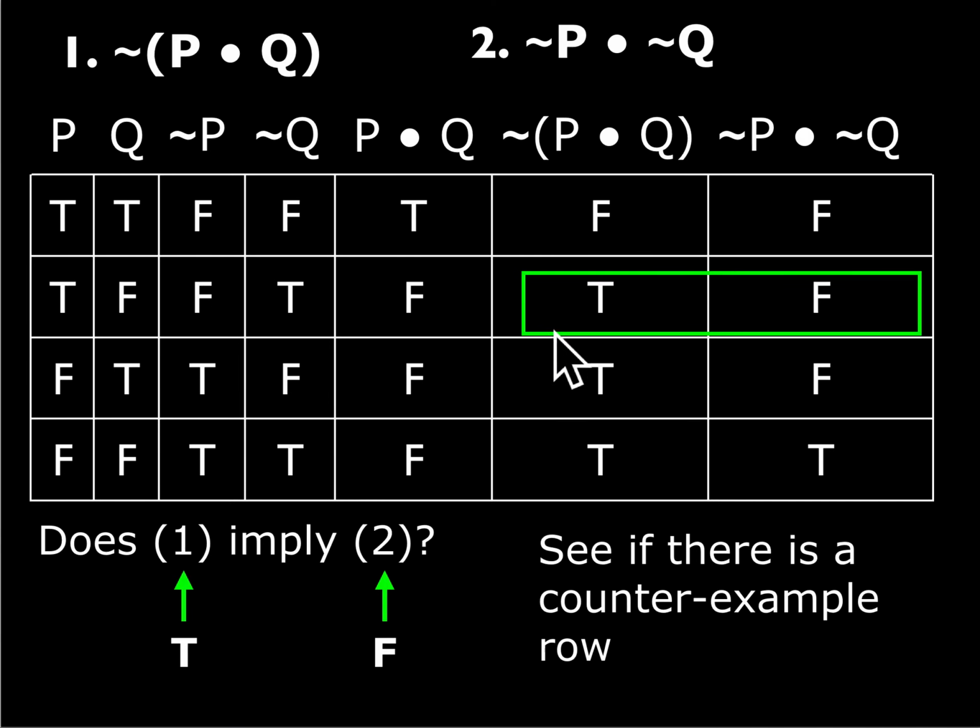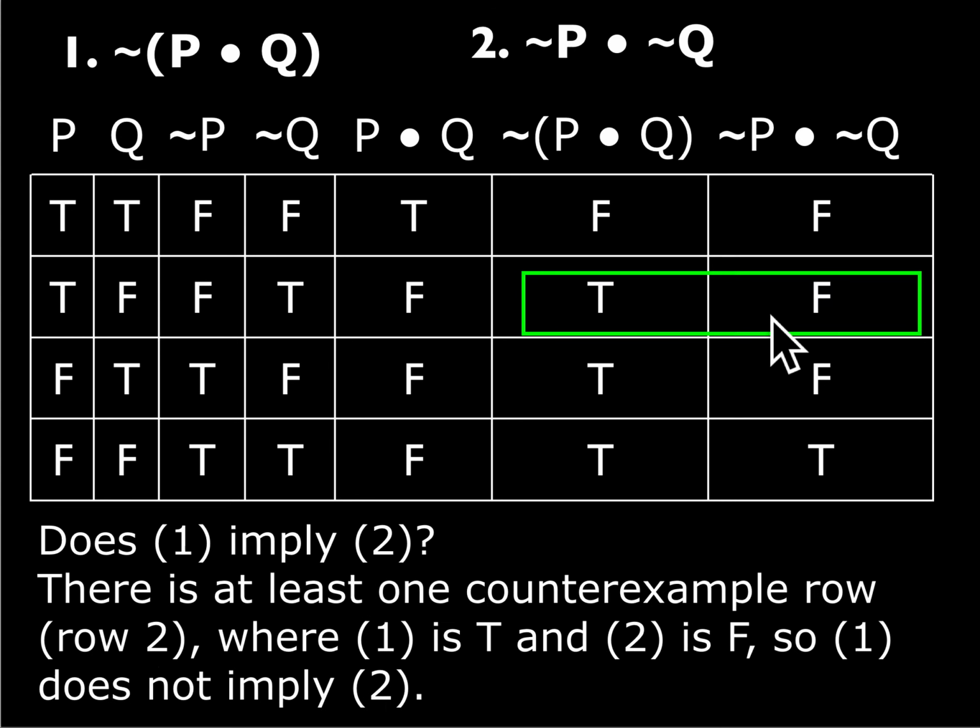So as soon as you find a counterexample row, you can stop looking. You know that the implication doesn't hold. Now, it turns out there's also another row that has a counterexample row. So there's more than one. But it only takes one row to show you that the implication doesn't hold. So I can just stop here and say there is at least one counterexample row, row 2, where 1 is true and 2 is false. So 1 does not imply 2.